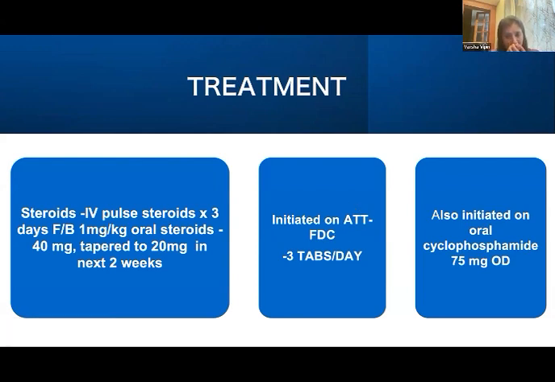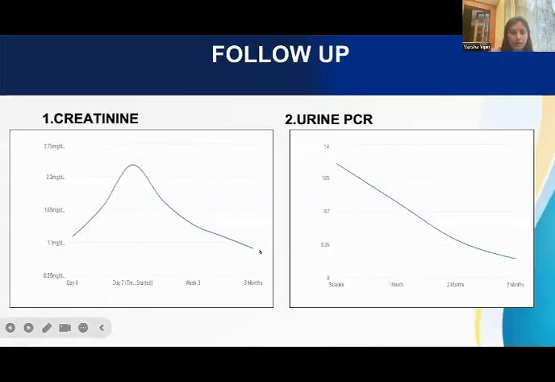As Vilesh has already said, we didn't go for a dose modification because creatinine had already reached somewhere around the normal range. We initiated at around 3 tabs daily. Simultaneously, after 2 weeks, we also initiated her on oral cyclophosphamide, given at a dose of 175 milligram once daily.